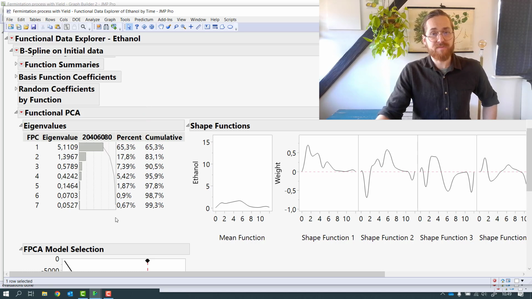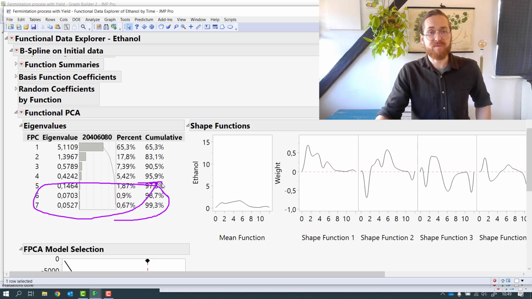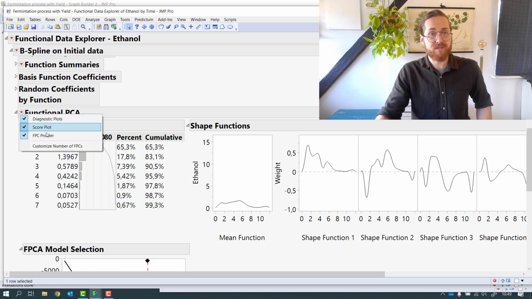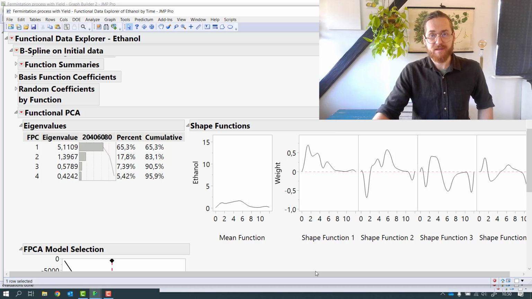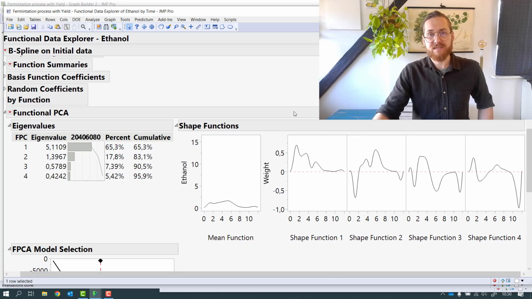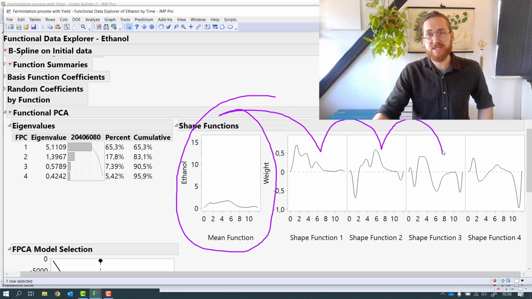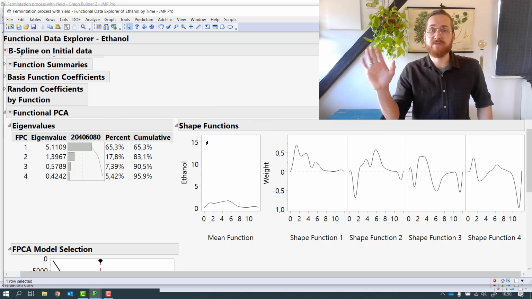And just for making it a little easier, I'm just going to go with just the 4, because that will give me 96% of the variation in the curve, and that will give me less FPCs to worry about. So I think that, for me, is a good thing. I'm just customizing that I will only look at the 4 biggest FPCs. So now the idea here is that this is the mean function, and by adding these different shape functions to the mean, I can recreate any of the 100 batches that I have.